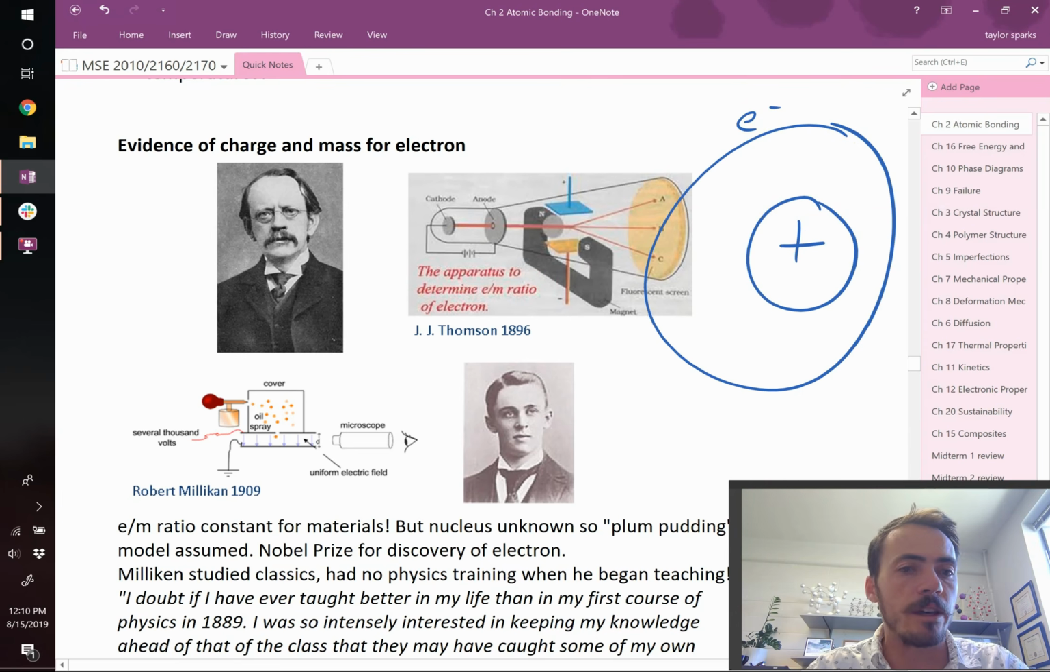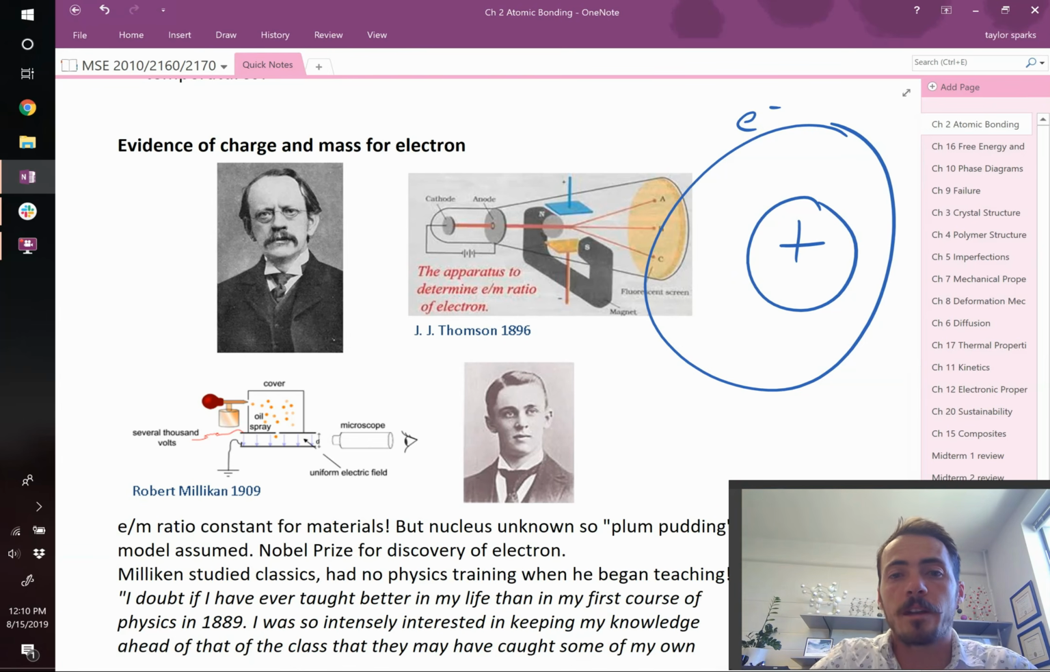In the early days, they didn't understand much about this. They were vaguely aware that there were positive and negative charges, but they certainly didn't know how heavy these things were. They didn't know where they were distributed or a lot of things like that. So some of the very first work, at the turn of the 19th century, the end of the 1800s and the beginning of the 1900s, was really delving into this basic stuff.